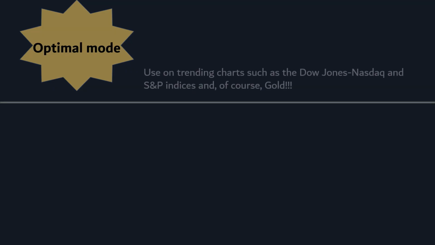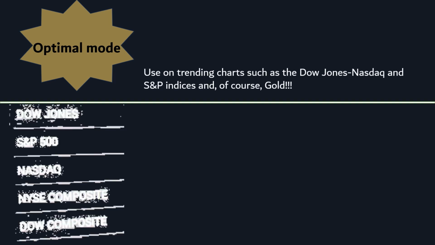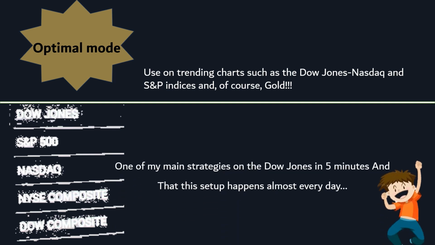Use on trending charts such as the Dow Jones, Nasdaq, S&P, and of course, gold. Reward 2 is the safe mode, take back test for more reward. One of my main setups is on Dow Jones in 5 and 1 minute. This setup happens almost every day.